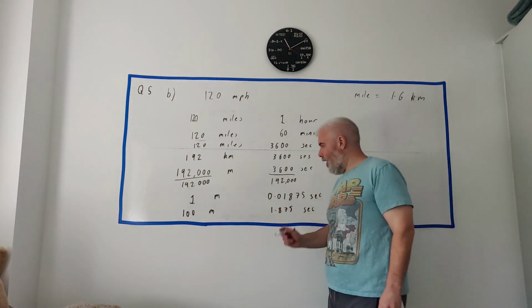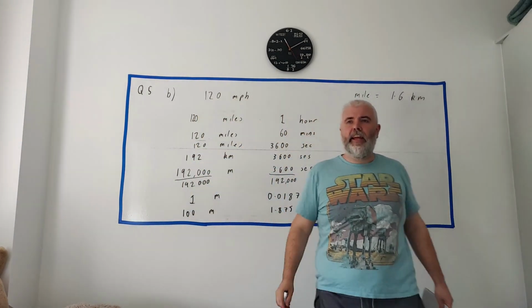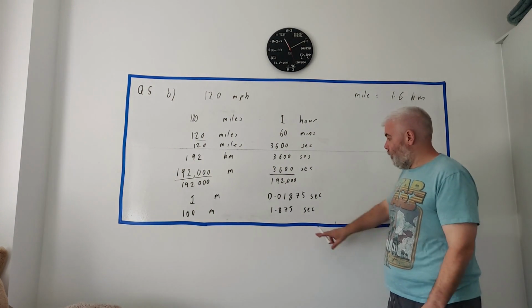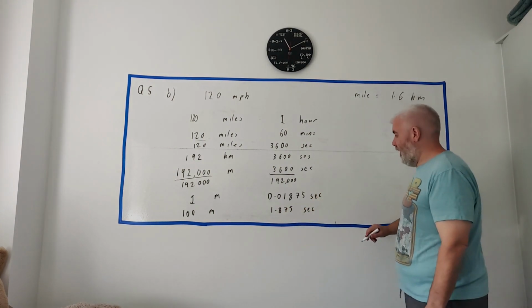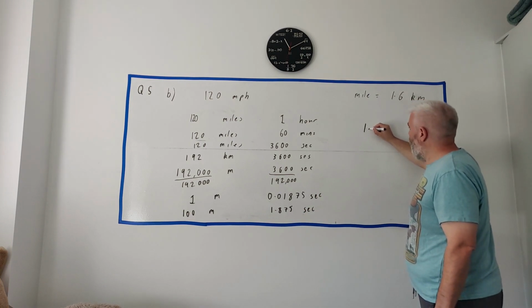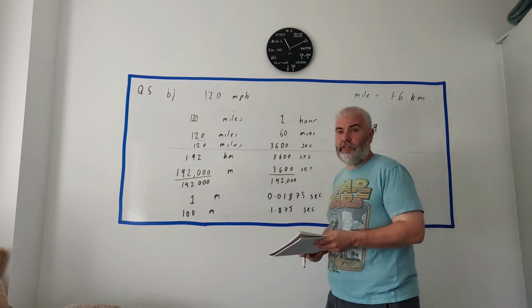You will lose one mark in this question if you don't do the last thing. They ask you correct to one decimal place. 1.875 is not the answer they want. The answer they want is 1.9. And that's part B of question 5.